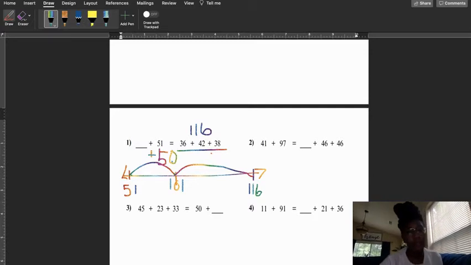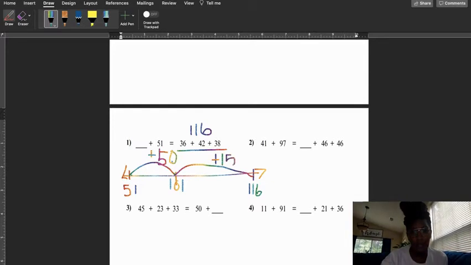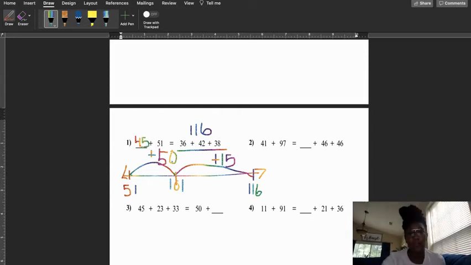I bet you're waiting on me to say the answer, aren't you? But I'm not. So go ahead and figure that part out. From 101 to 116, how much do I have to jump? All right, I'm hoping you came up with 15. So I have 50 and 15. Together, that makes 65. So that is my missing add-in. All right. Got that? Let's try one more together.